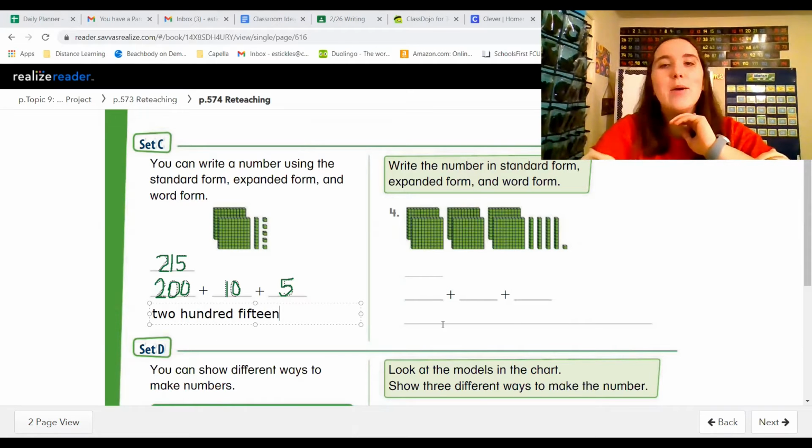I want you to try number 4. On this line, you're going to write it in standard form. This line, you're going to do expanded form. And down here, you're going to do your best to spell it out with your word form. Take your time. Come back to me when you think you got it.